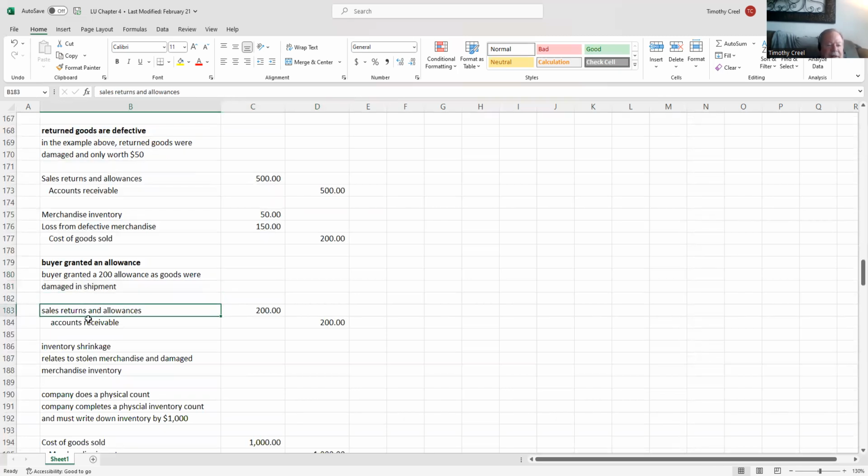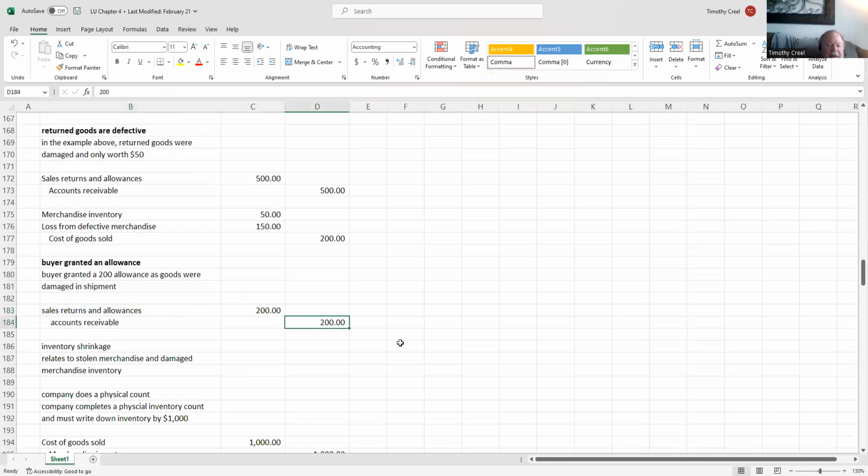We'd again debit sales returns and allowances and credit accounts receivable. In the case of an allowance, there's no journal entry related to inventory because the inventory is not being returned. So this would be the only journal entry you would need to make.